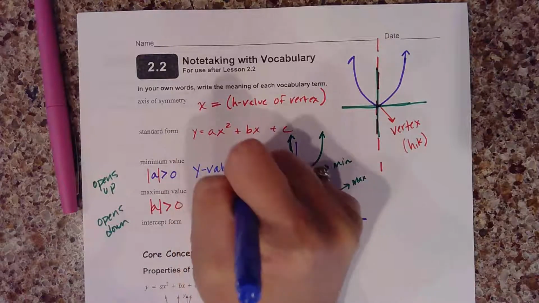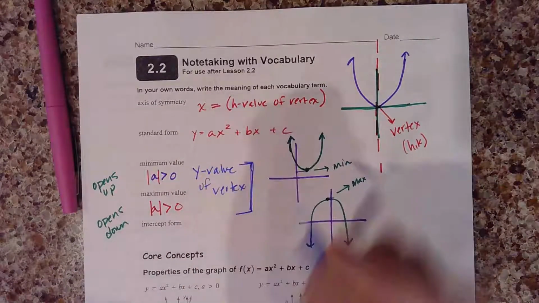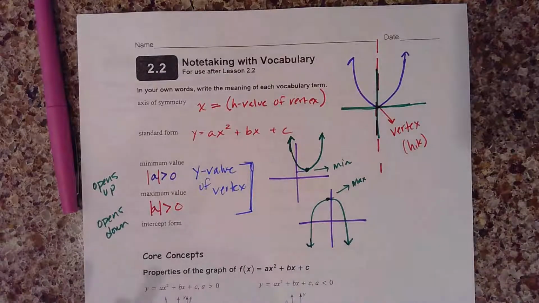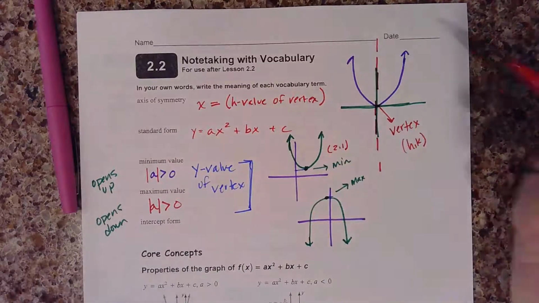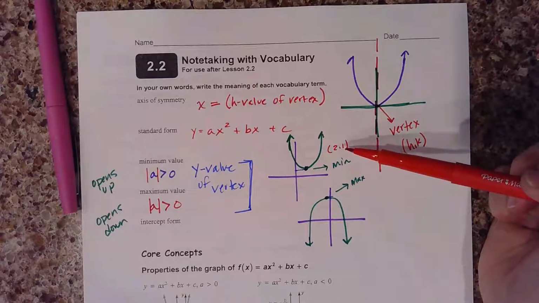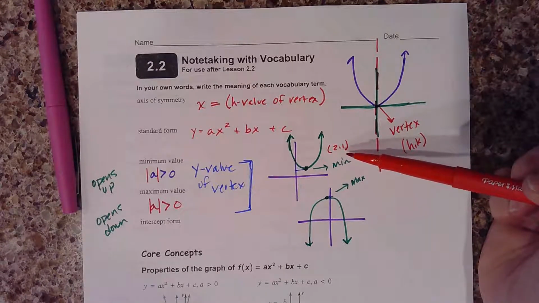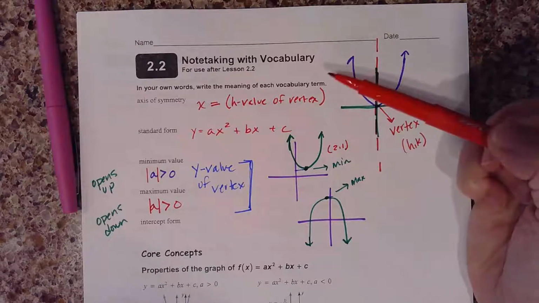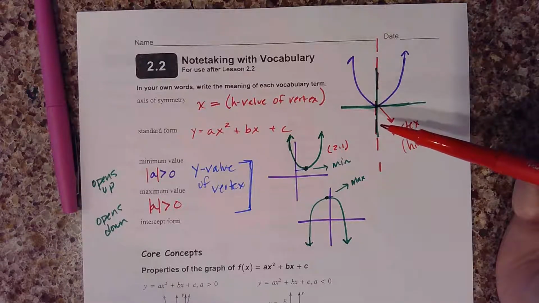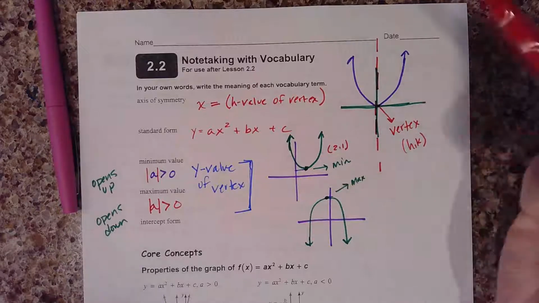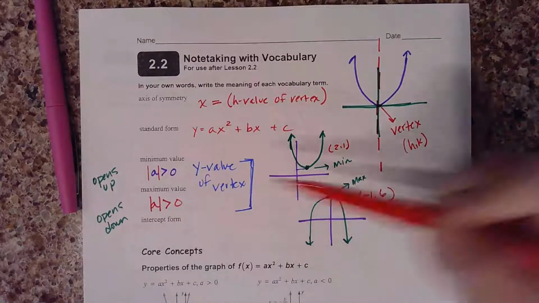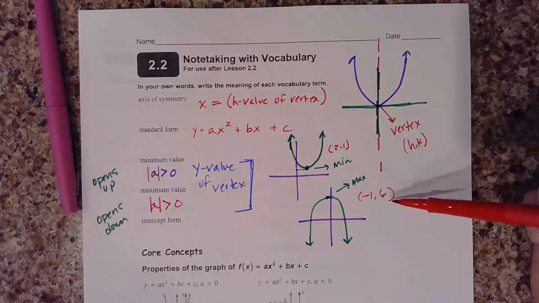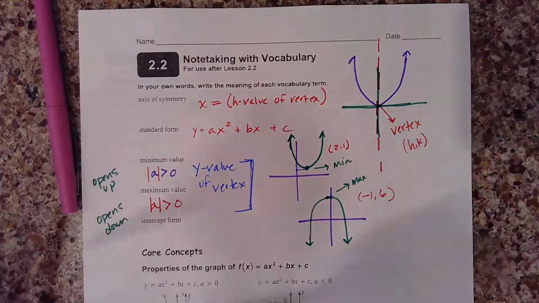And this works for both mins and maxes. It's your y value of your vertex. So if my vertex were, let's say this is the point (2, 1), I would have a minimum value of 1. So you would not call it a point, you would not call it a line like your axis of symmetry, you would literally call it 1. It's a distance. If your max here was (-1, 6), you would say the max of this lovely function is 6. So again, it's kind of like your distance on your y-axis. That's how you're going to describe it.